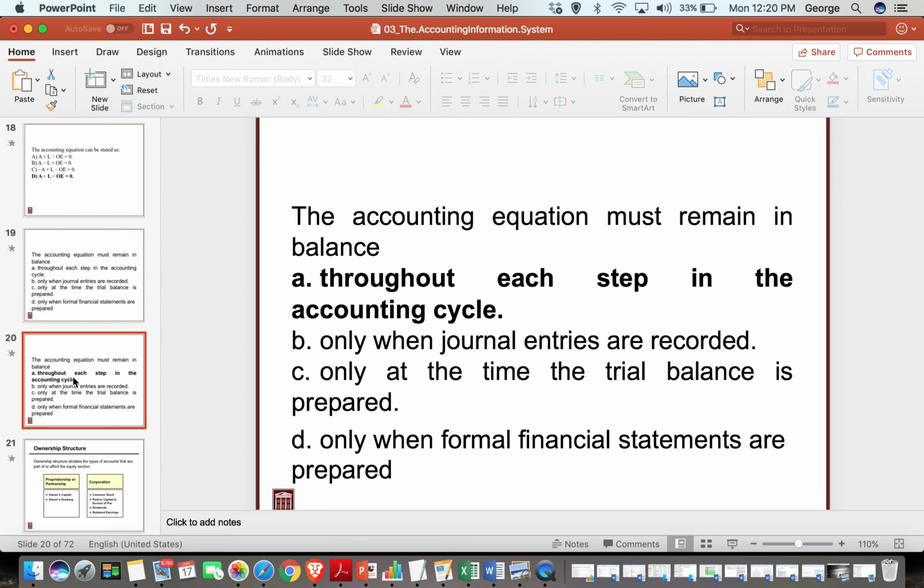Obviously, throughout each step in the accounting cycle. So every time I make a transaction, the accounting equation must be in balance, but also as I go through and post to my ledger, debits must equal credits. When I do my trial balance, debits must equal credits. When I prepare my financials, debits must equal credits. So every step throughout the accounting cycle, the accounting equation, assets must equal liabilities plus equity.